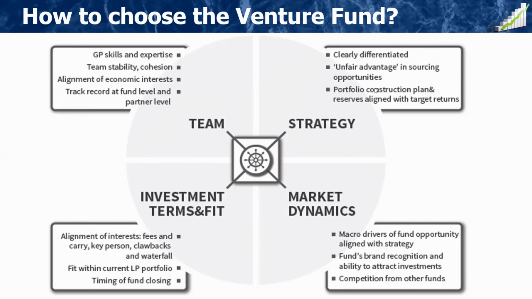The strategy of the fund should be clearly differentiated among its peers. And it's good if the fund manager has some unfair advantage in terms of sourcing opportunities. I don't know whether it's relationship-wise or somehow else. The idea is that they should be the first, or among the first, to whom good opportunities will come, right? And that's actually the venture space. Good opportunities are not somewhere in public, available as public information. It's like everywhere. It's a relationship market.